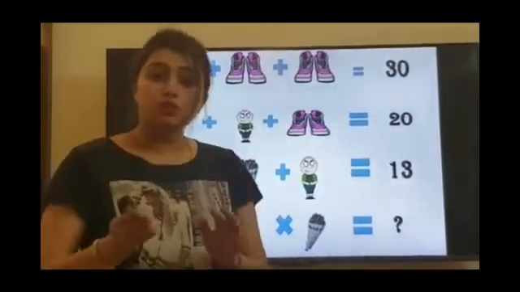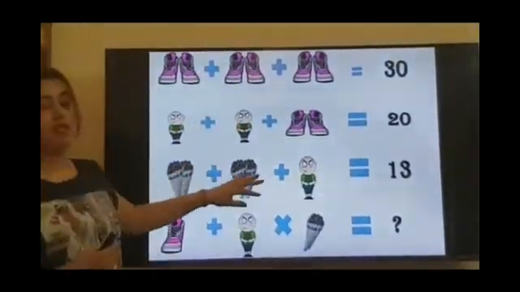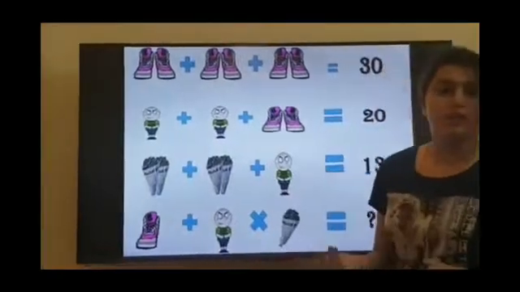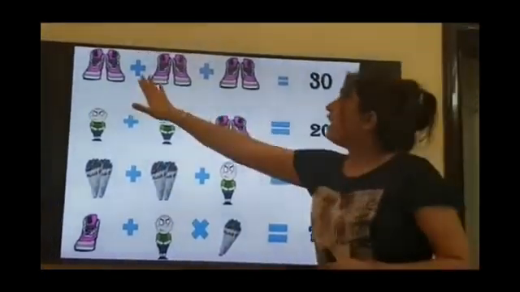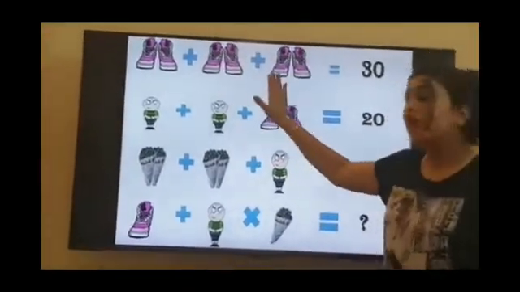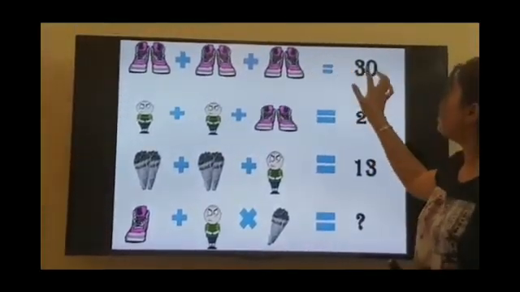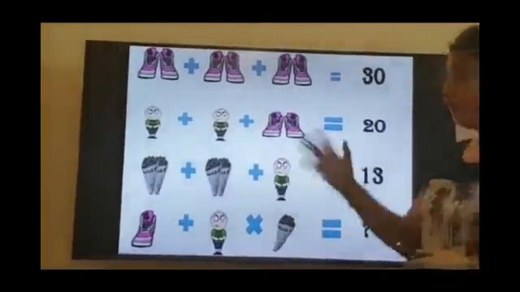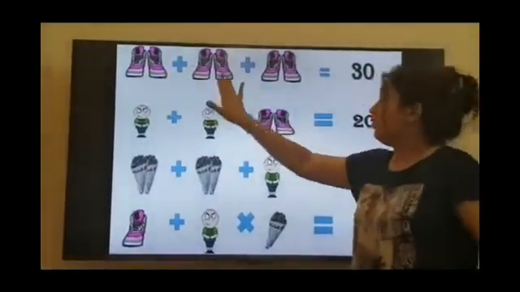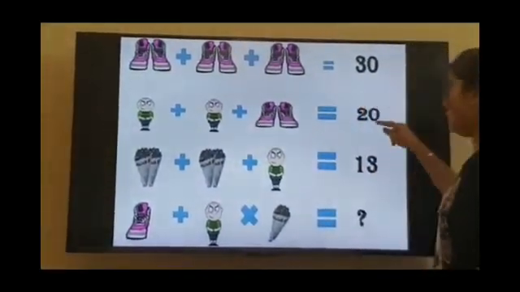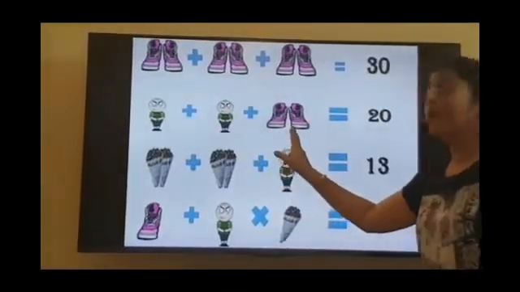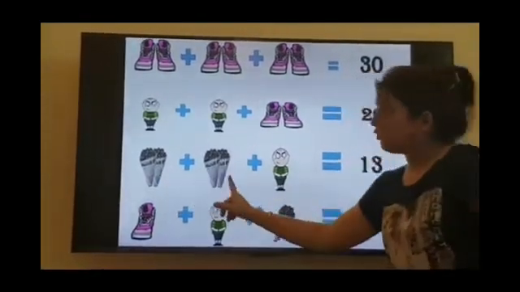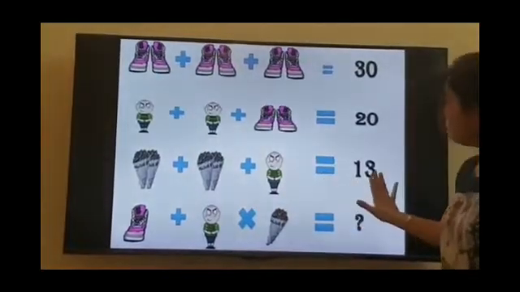For that we use these three equations. Now the question must arise in your mind, what is an equation? So students, if any unknown image or any unknown value equals any number, then in mathematical terms we can call it an equation. Like in equation 1, 3 pairs of shoes equals 30. In equation 2, 2 boys plus 1 pair of shoes equals 20. And in equation 3, 4 popcorn cones plus 1 boy equals 30.